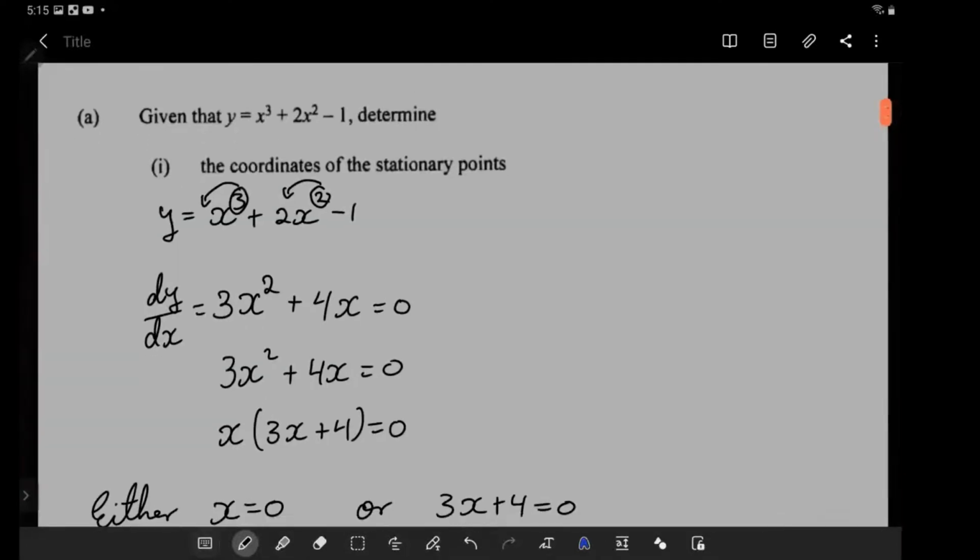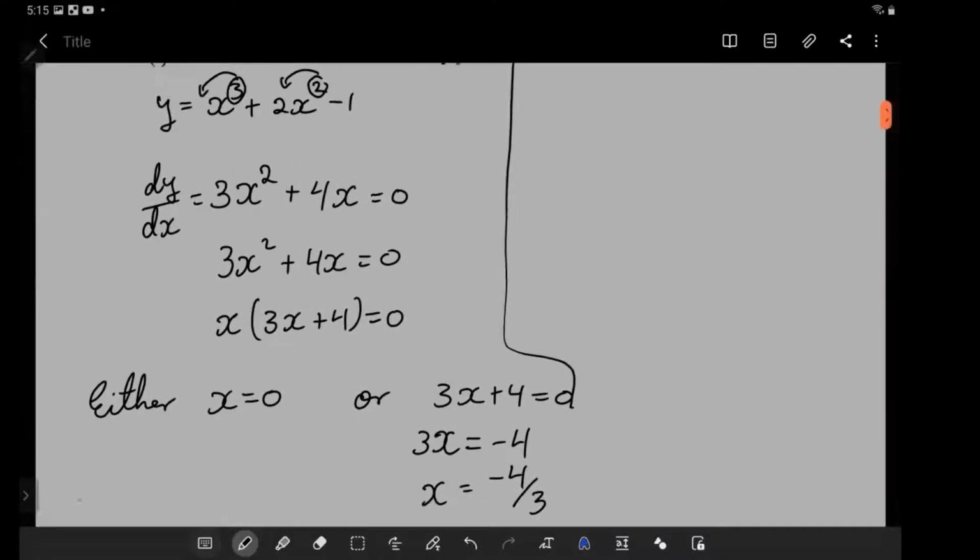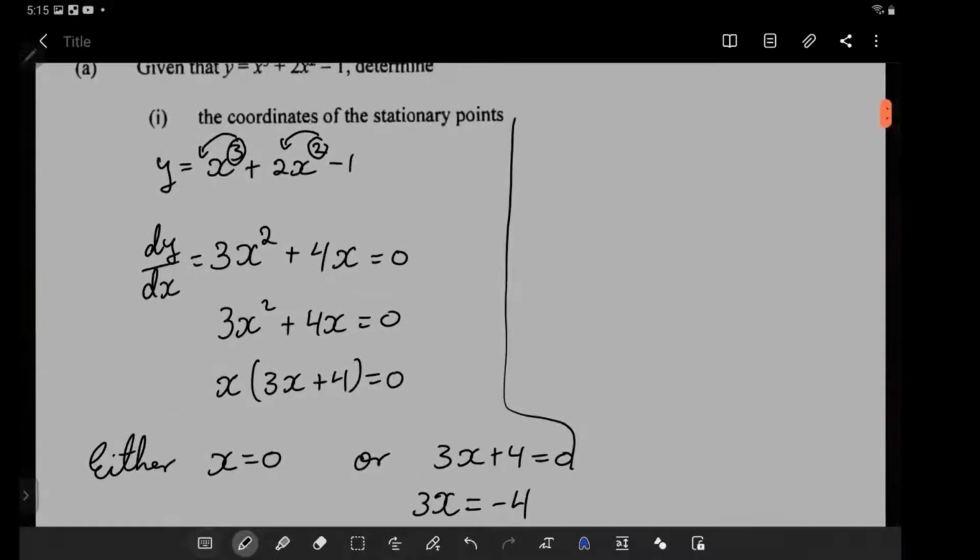Let's just finish this off here. So we have either x equal to 0, or we could solve this for x: 3x is equal to negative 4, so that means x is equal to negative 4 over 3. So these are our two x values. If x equals 0, this is our first point.